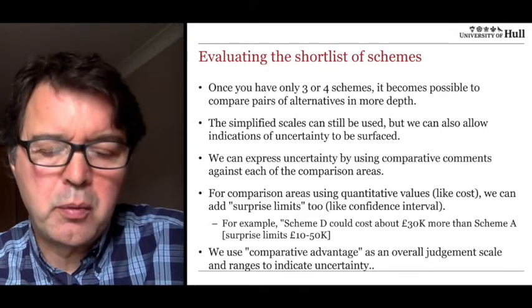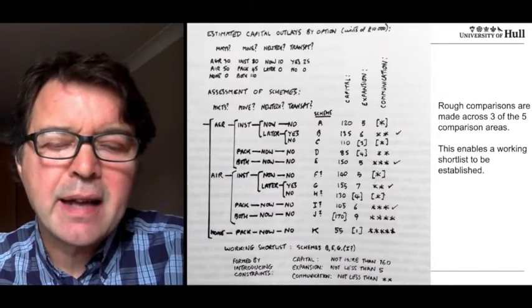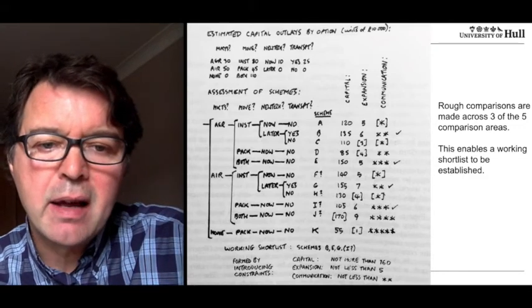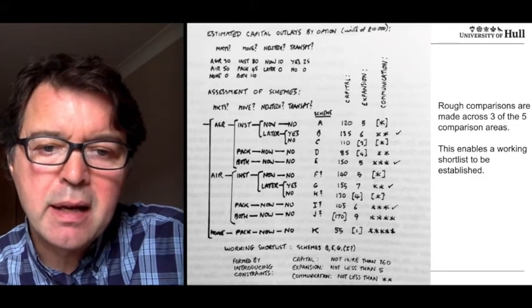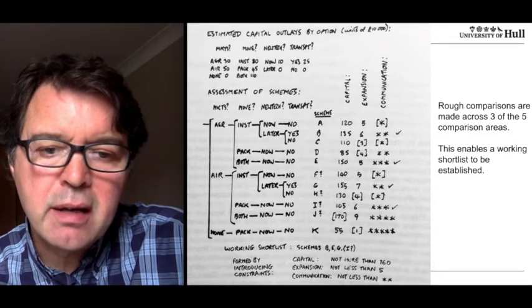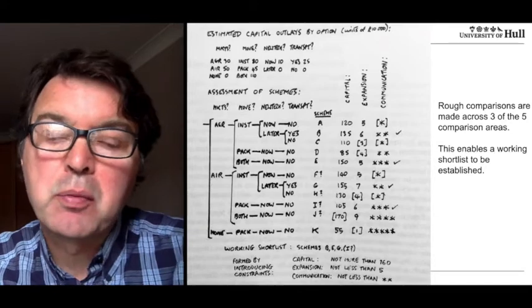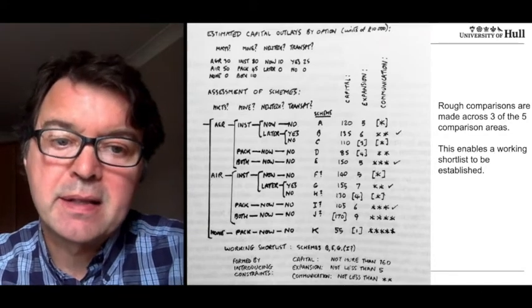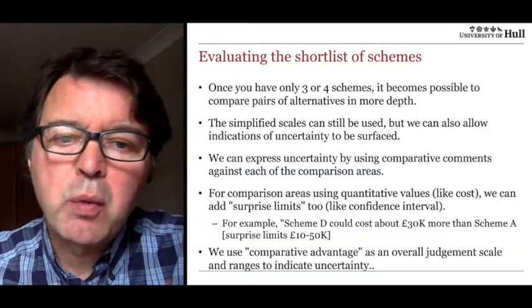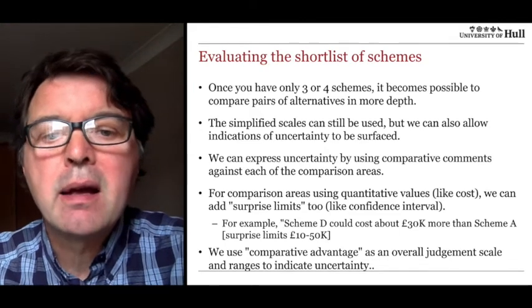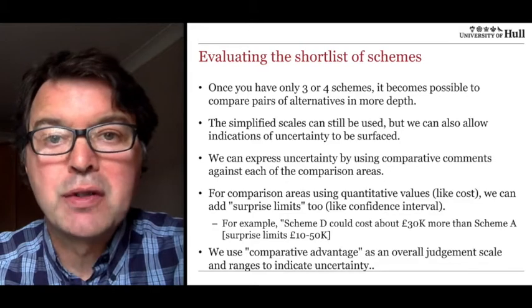So we can get that down to a shortlist. I've put a tick there against schemes B, E, G, I, because they're the ones that look the most promising at this stage. Once we've got that down to 3 or 4 schemes, it becomes possible to compare alternatives in more depth, one-on-one.